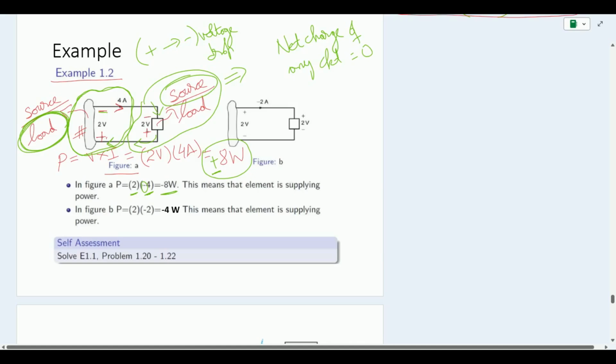This means that if we want to find the total balanced power in this circuit, the power absorbed plus power supplied should be the same, or the difference should be 0. So we can say that the total power is that power absorbed is plus 8 watts and the power supplied is minus 8 watts. The output comes out to be 0 watt. This means that our system is balanced. So hopefully this example is clear.